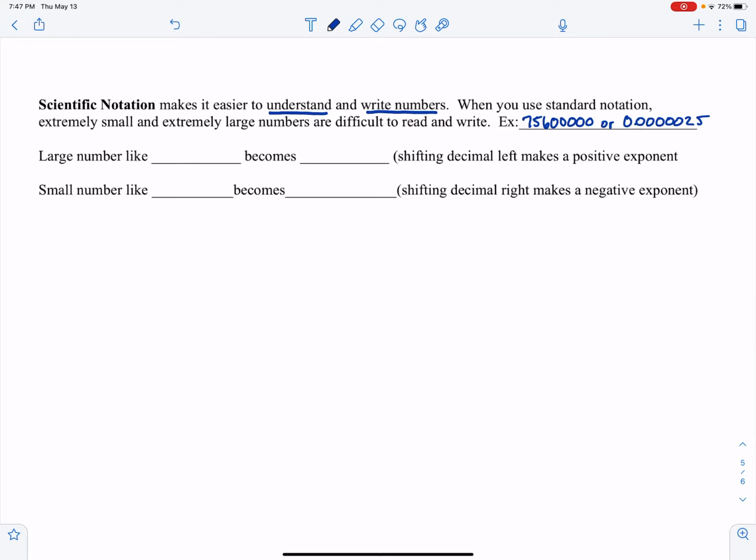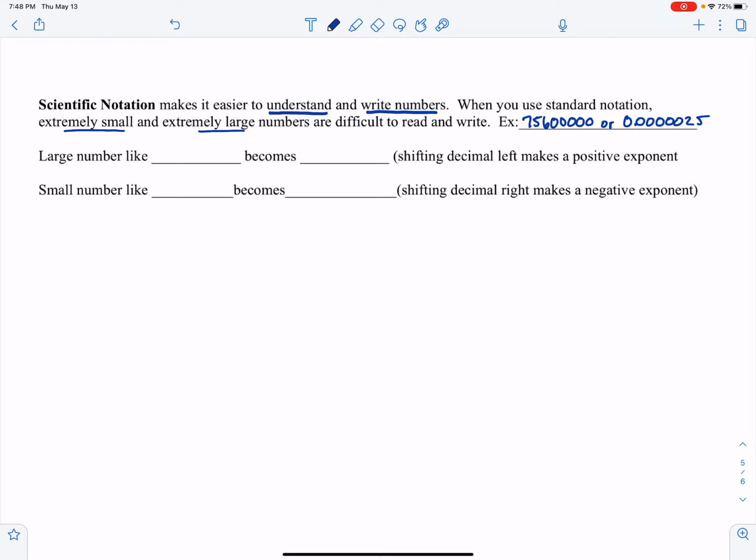When you're using these numbers with standard notation, it's kind of hard. You lose track of where the zeros are. You try to throw commas in to help keep up with it. You can't throw commas in when there is a decimal right there. So it comes into play, especially with extremely small and extremely large numbers.